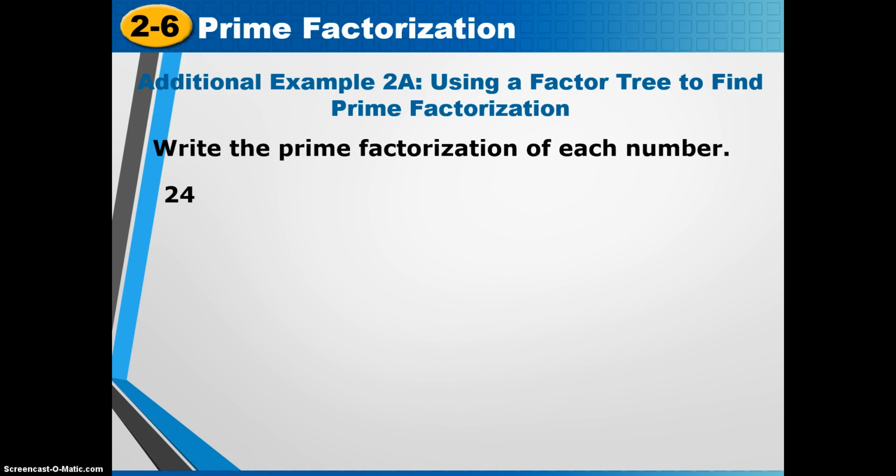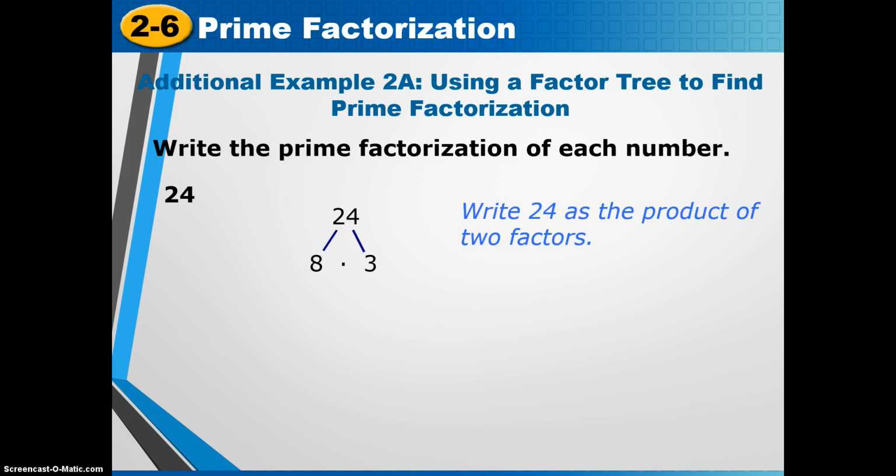When you want to write something in prime factorization, the first method is using the factor tree. So just think of 2 numbers that you can multiply to get the number given. In this case, the number given is 24. So 2 numbers that would multiply to be 24 would be numbers like 8 and 3. I could have chosen 6 and 4. I could have chosen 2 and 12. It doesn't matter. I'll get to the same prime factorization.